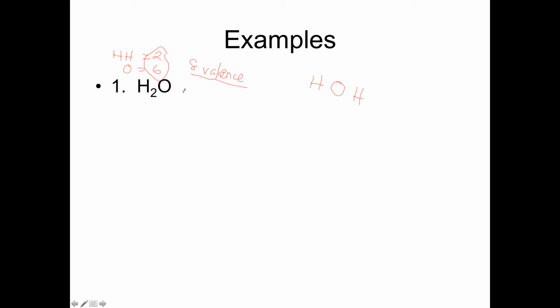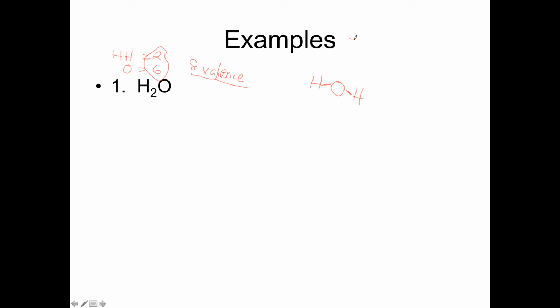Now I have to draw my connectors. I have to connect these together. What I'm going to do is have oxygen be my center focal point and have these hydrogens branch off of it. So when I draw my connectors, I'm going to connect this hydrogen and oxygen together and this hydrogen and oxygen together. Okay? I've connected everything together so it's in one giant piece.